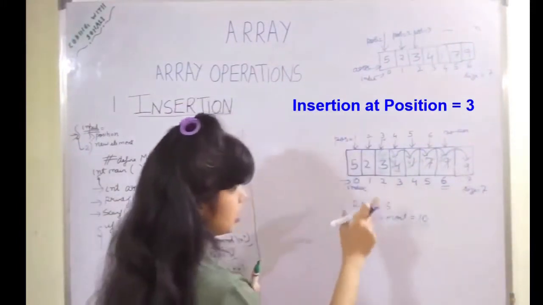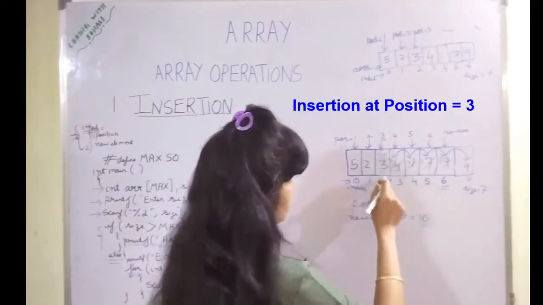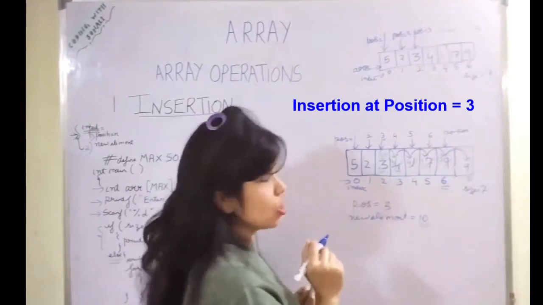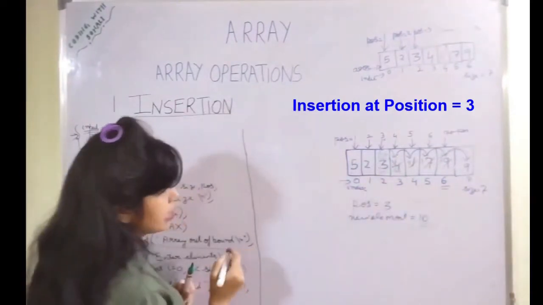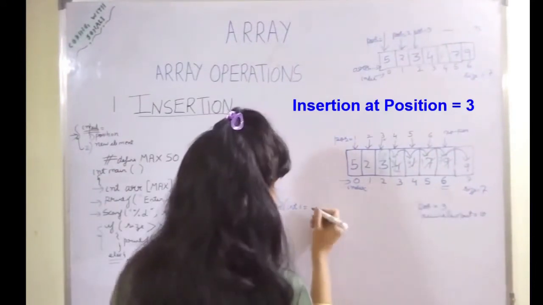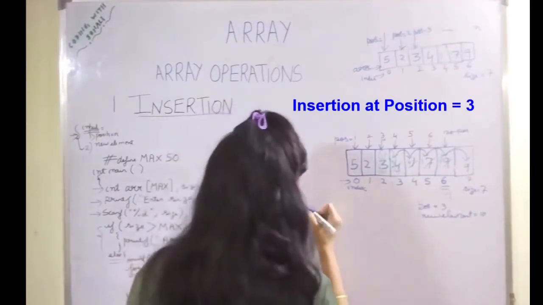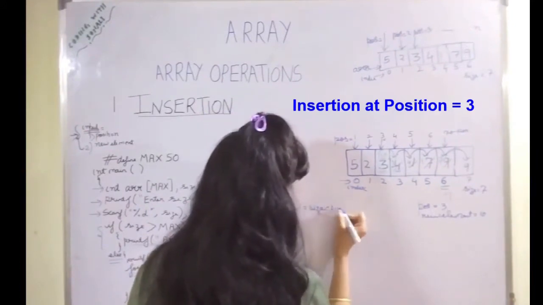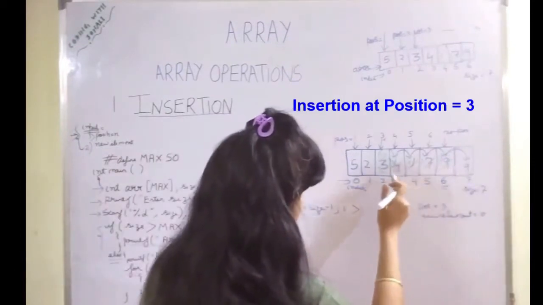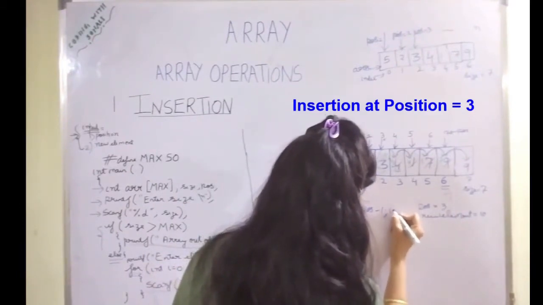What will the loop be? It will run from the last index till this position. But in the case of the position, we know the index will be 1 lesser than the position. So what loop will be running? The loop should start from the last index, so it will be i is equal to size minus 1, and till what time should we do this? i should always be greater than or equal to position minus 1, i minus minus.